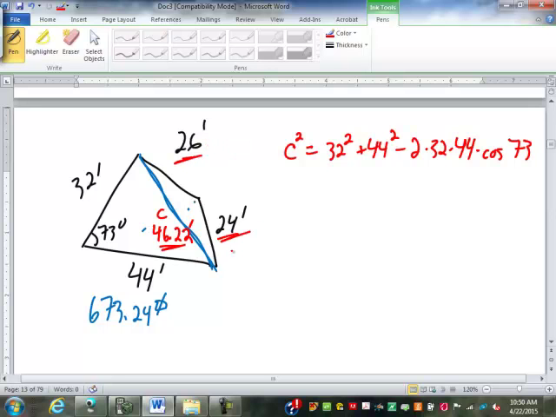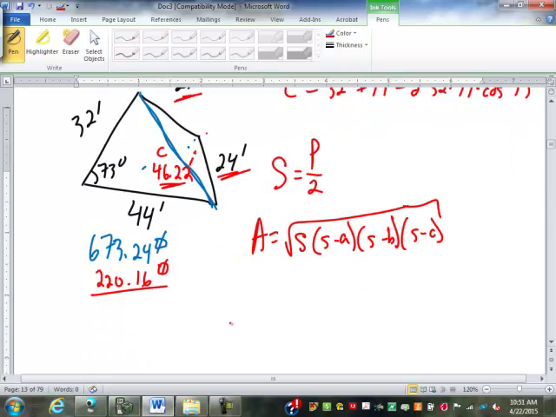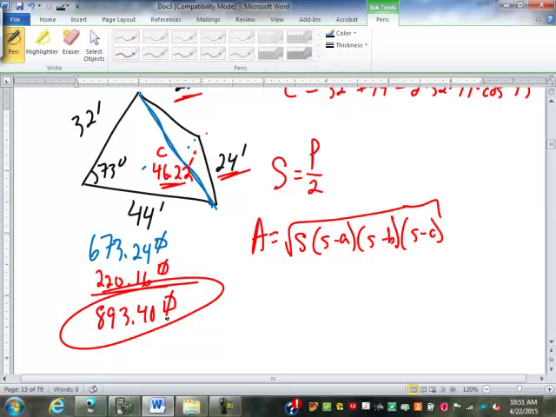Now we have all three sides of that triangle, which means we can use Heron's formula. Remember that? You have the perimeter, you define the semi-perimeter, which is the perimeter divided by 2. The area is then the square root of the semi-perimeter times the semi-perimeter minus side A times the semi-perimeter minus side B, and so on. You find that area, which comes out to be 220.16 square feet, which adds up to 893.40 square feet.